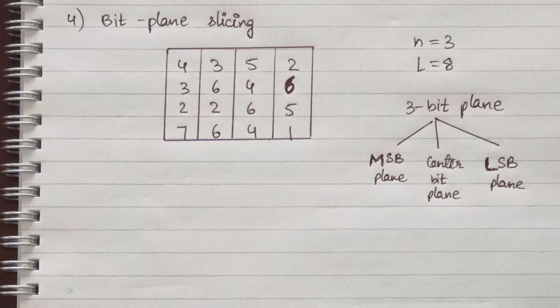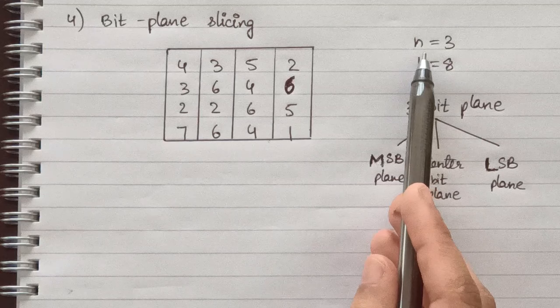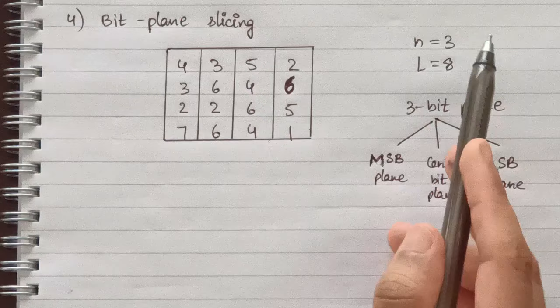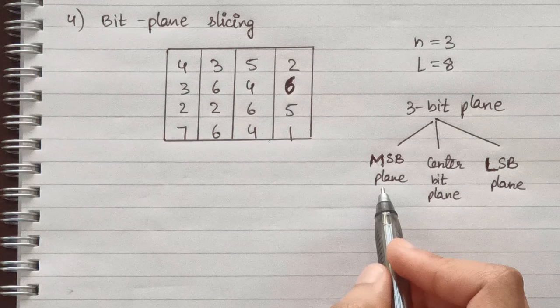Next is bit plane slicing. Again, we have our input image here, and this topic is very simple. Again, we have n equal to 3, which is 3 bits, and L is equal to 8. We understood this before, why we have considered 3 bits here. Now this 3-bit image can be divided into 3 different planes: MSB plane, center bit plane, and LSB plane.